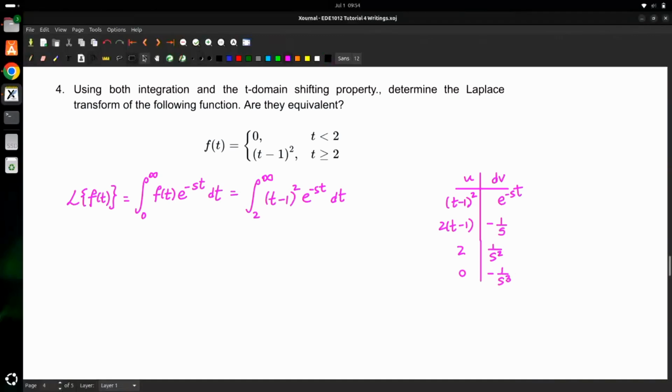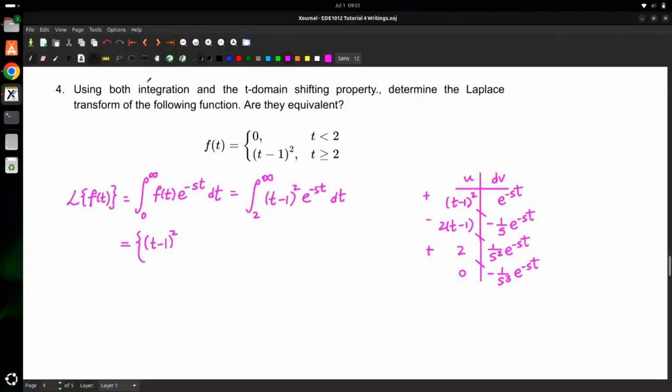Because you keep on integrating, the exponential function will still remain. After that, tie shoelace, so the plus, minus, plus has to kick in. Then you can write down the expression, which is, let's put a big bracket, t minus 1 square. I'll factorize the e to the minus st out.